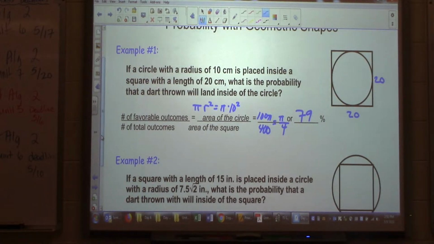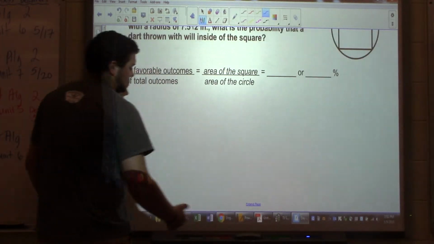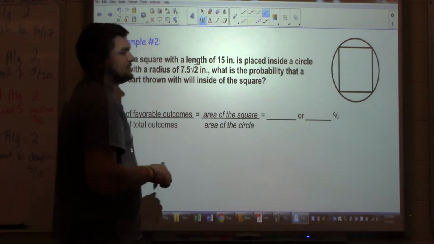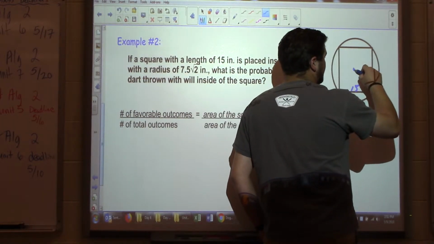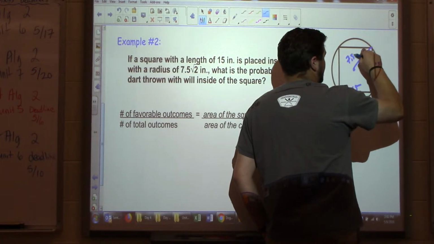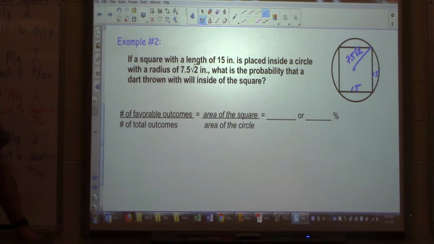Alright, one more of these type problems. If a square with a length of 15 inches is placed inside a circle with a radius of 7.5 square root of 2, so these are 15, radius 7.5 square root of 2. What's the probability that the dart thrown will land inside of the square?